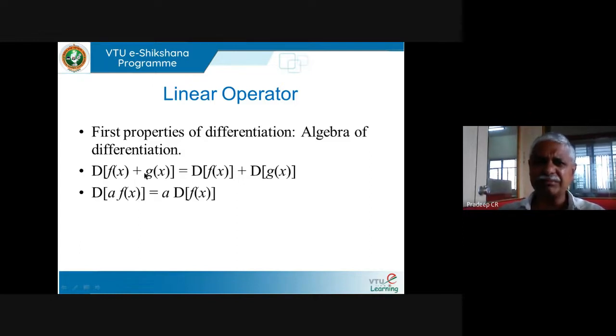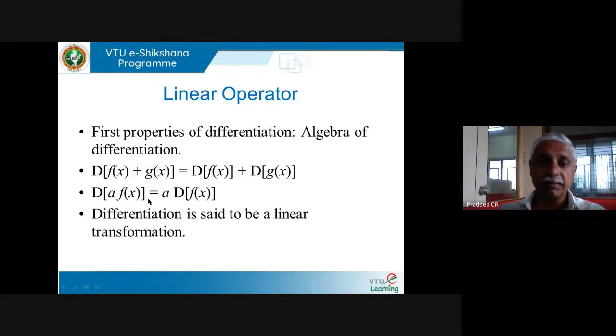These are two very simple things. You have seen them from your first PUC, or whenever you learned differentiation. D of a times f of x is a times D of f of x. Whenever these two properties are satisfied, I have not told you where else it happens, but this is just the definition. I say D is a linear transformation. I will not give you details and the definition of it. I want you to understand this new term, linear transformation.